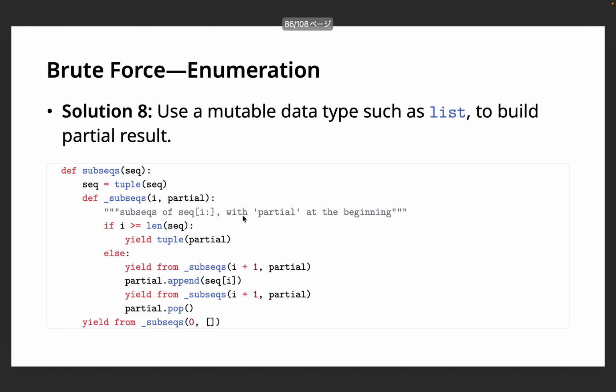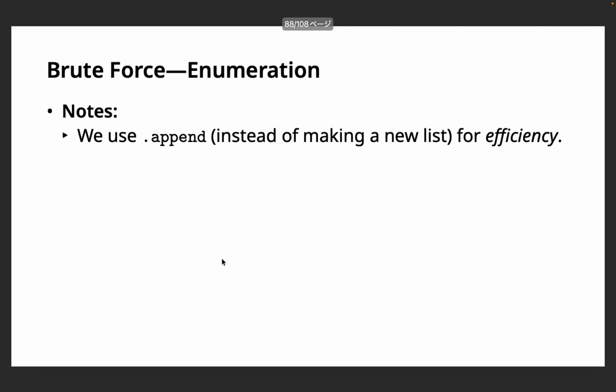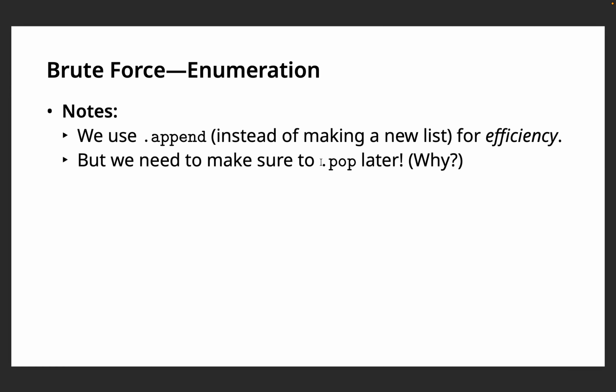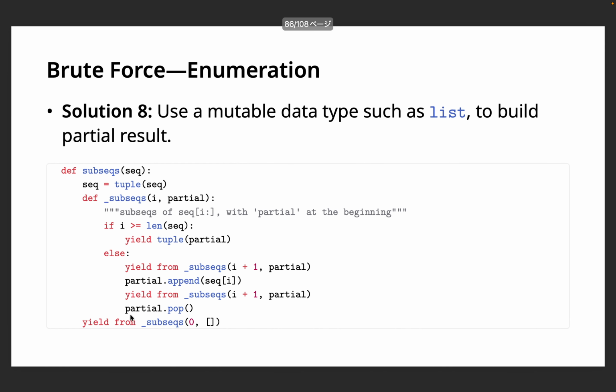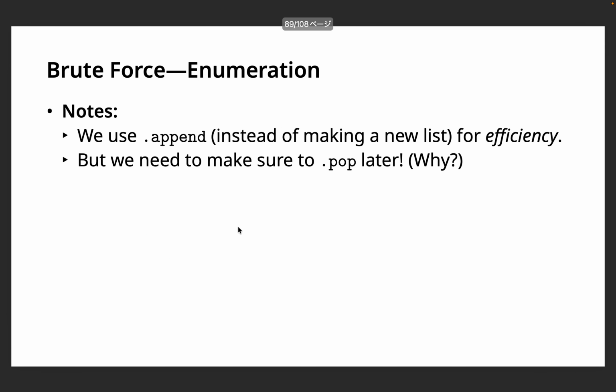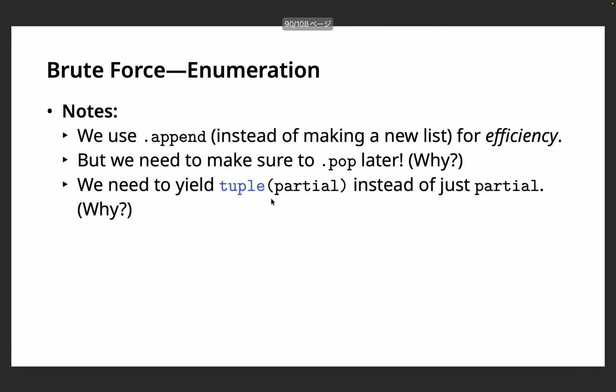It's the same idea. But now, since we're using the same container throughout all of the recursive calls, this is actually much nicer, or much more efficient in terms of memory usage. So again, dot append instead of making an entirely new tuple or list. And we have the pop, since if we don't pop, for later recursive calls, this part where we appended sequence I will still stay. So we won't get the right result. So we have to pop, and we also have to yield tuple of partial.